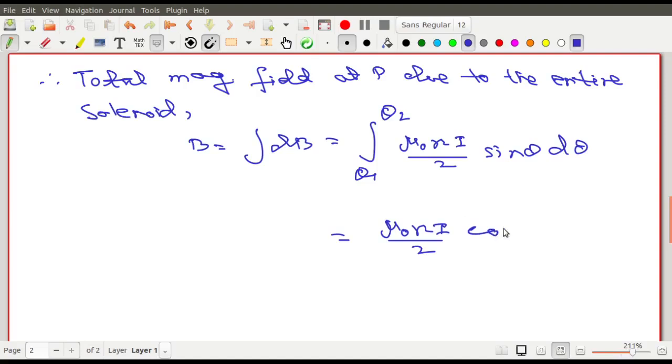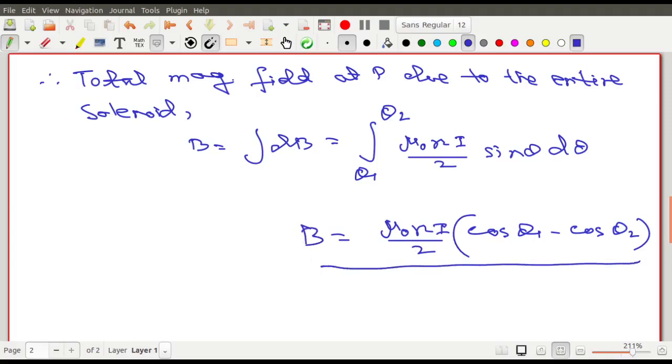So that will be cosine of theta 1 minus cosine of theta 2. So that will be the expression we obtain. So capital B equals mu 0 ni by 2 times cosine of theta 1 minus cosine of theta 2. That is the expression that we obtained in this particular problem. I hope that you have understood it. So this is the expression that you have for a solenoid.